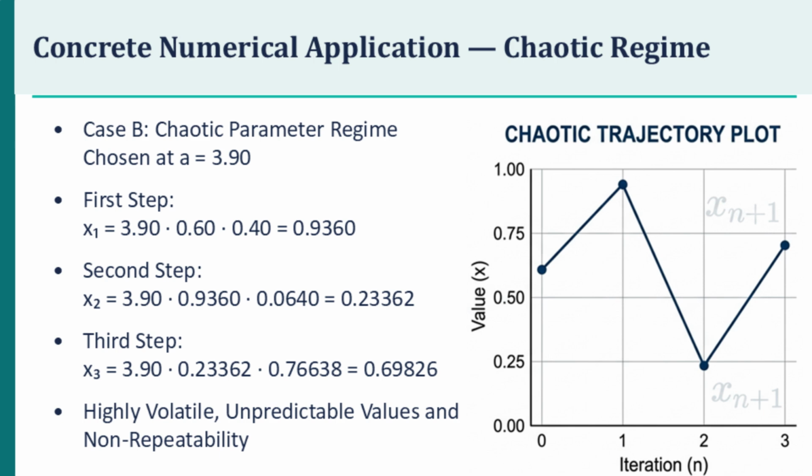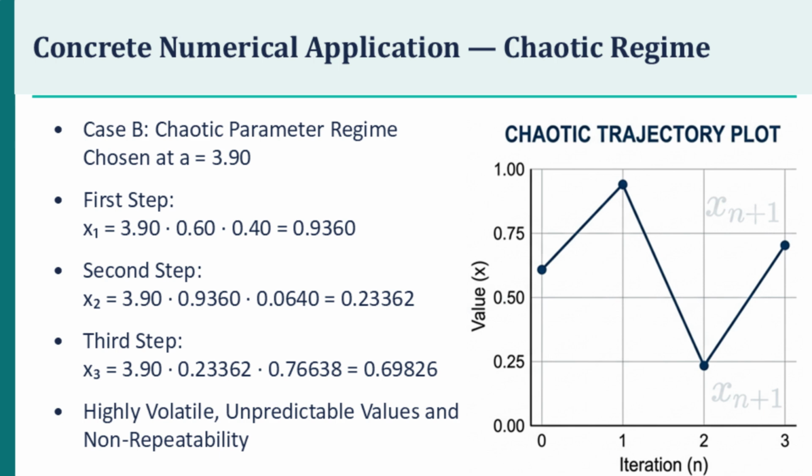The calculation is x sub 2 equals 3.90 times 0.9360 times (1 minus 0.9360). The term inside the parentheses is 1 minus 0.9360, which equals 0.0640. Multiplying 0.9360 by 0.0640 gives approximately 0.59904. Multiplying this by our growth parameter 3.90 results in x sub 2 equaling 0.23362. Let us do one more iteration to find x sub 3.